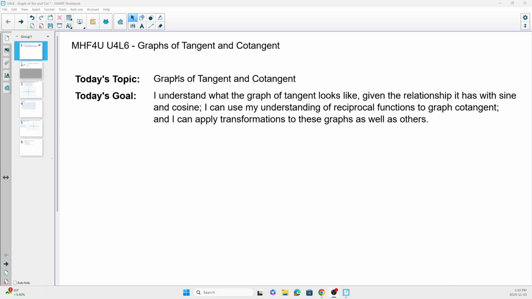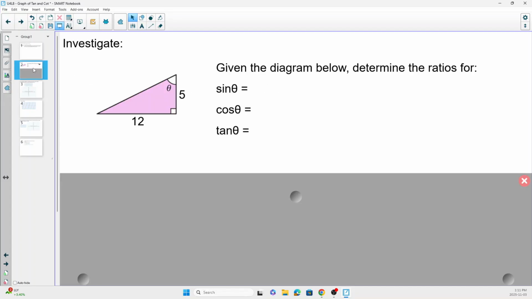So our learning goal: I understand what the graph of tangent looks like, given the relationship it has with sine and cosine. I can use my understanding of reciprocal functions to graph cotangent, and I can apply transformations to these graphs as well as others. So part of this lesson is going to be here. It's just a very short part, and then the second part is going to be on Desmos, but we just have to get through this first little part first.